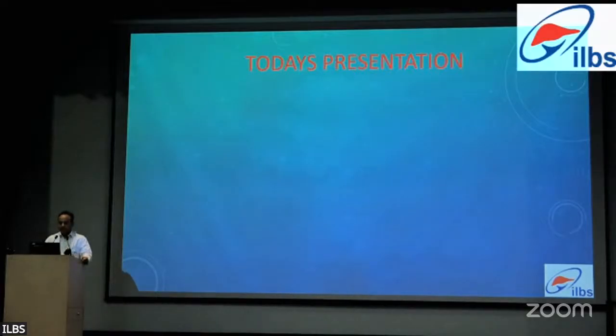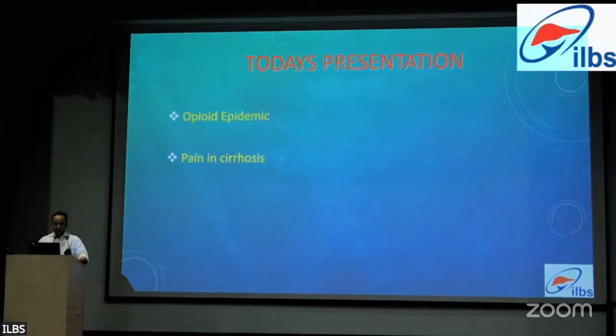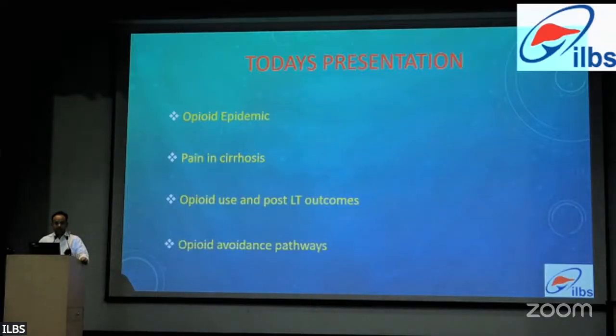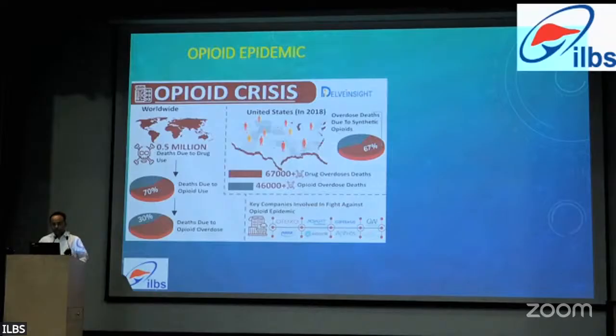So my presentation today will cover the ongoing opioid epidemic in the USA and whether there is an epidemic in India also. Then I'll cover briefly the incidence and prevalence of pain in cirrhosis and what challenges we face while managing the pain of these very complex patients. Then the opioid use and how it affects post-liver transplant outcomes. And finally, the opioid-sparing pathways. I'll also discuss the various non-opioid options which can be used for the treatment of pain in these patients. So why is today's talk so important?